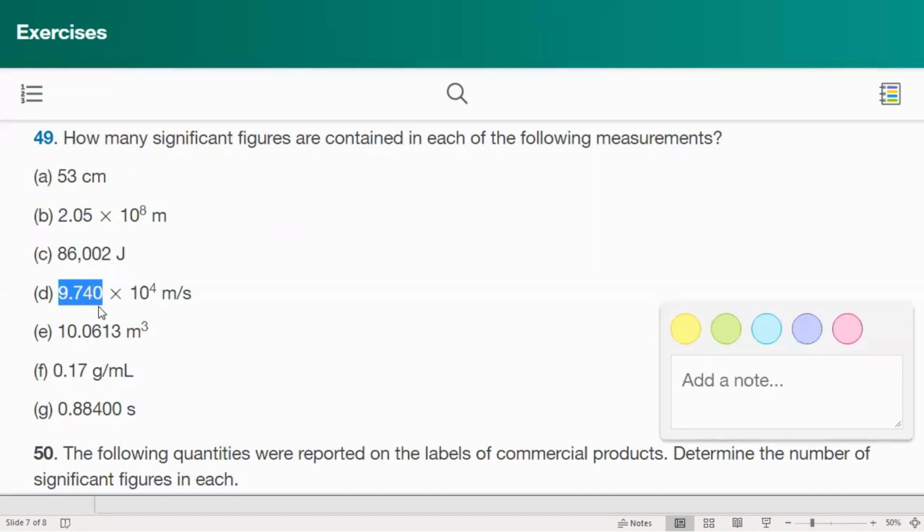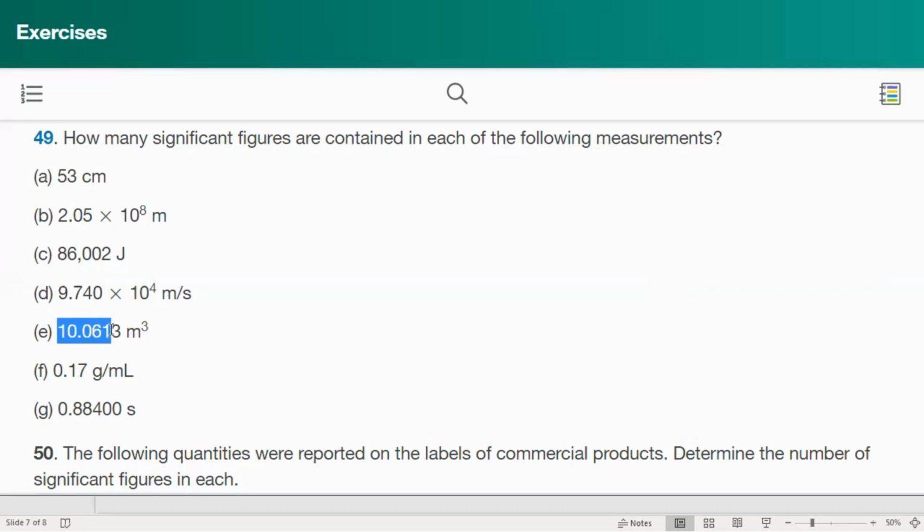This one has 4. Remember, again, this is scientific notation. All you have to do is just count the number of digits. And the number is 4. This one has 1, 2, 3, 4, 5, 6.